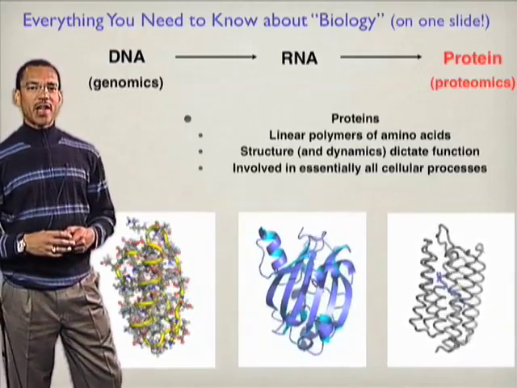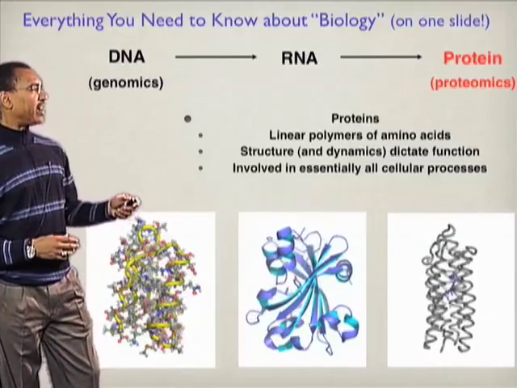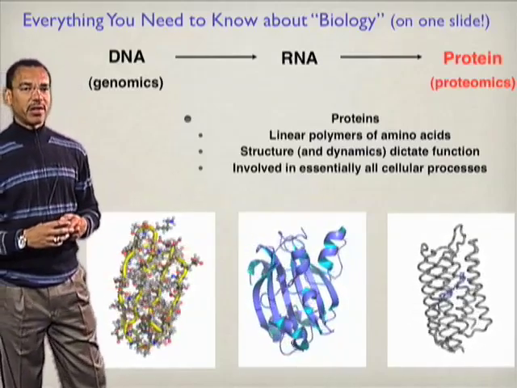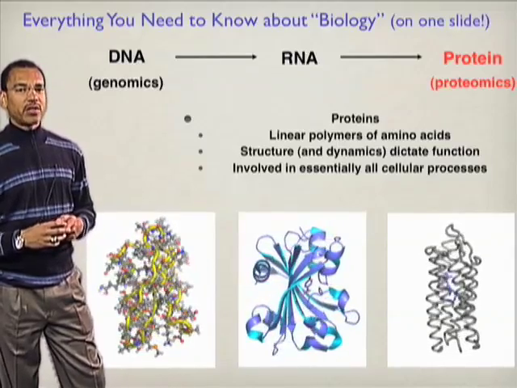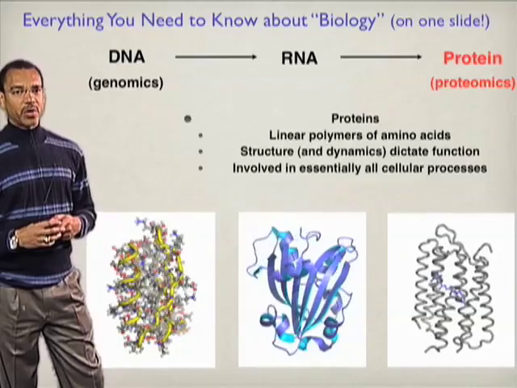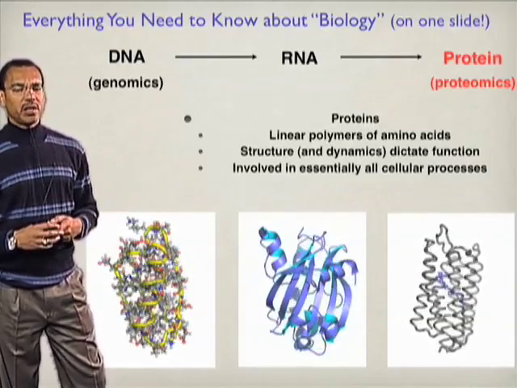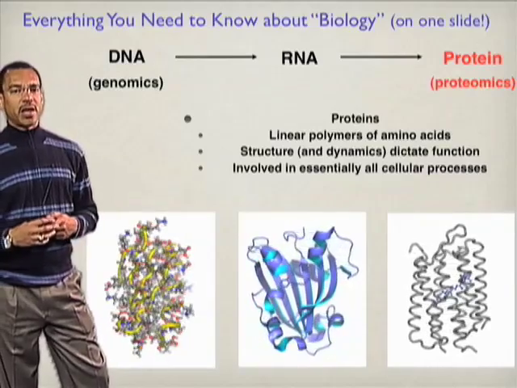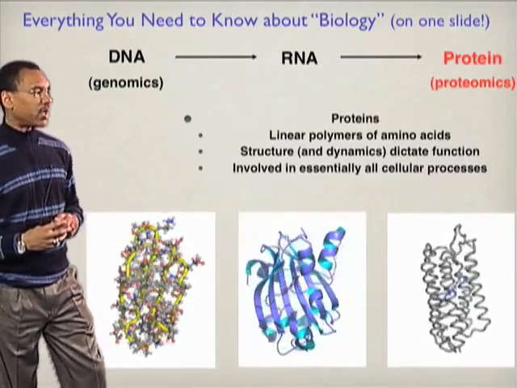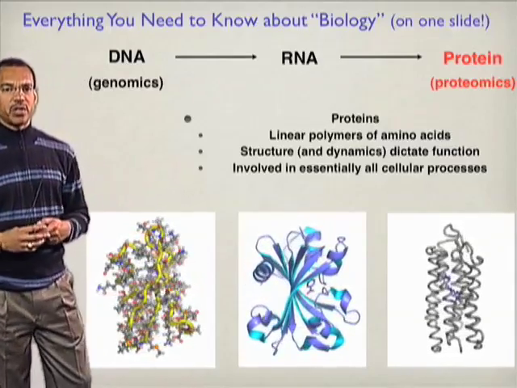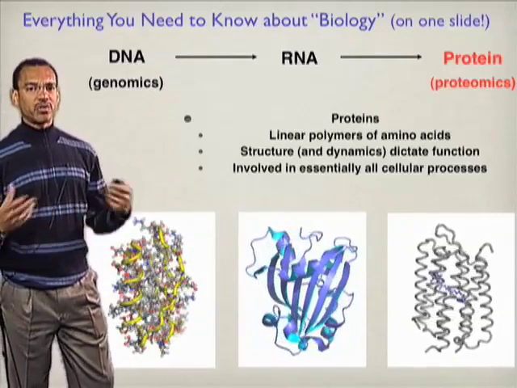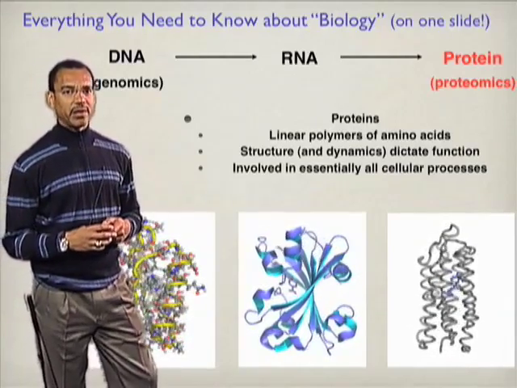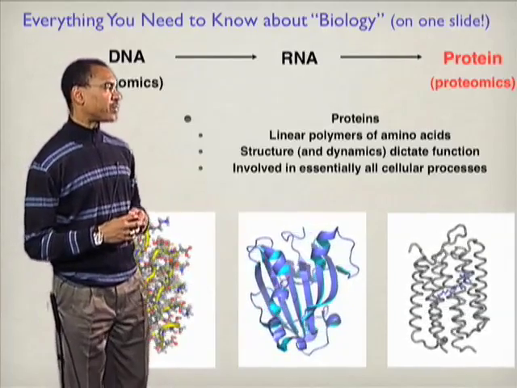Everything you need to know about biology is actually on this slide. Importantly, we start with DNA. As you know, DNA gets transcribed into RNA, and then RNA gets translated into protein. We're going to focus on the protein end of the spectrum. A lot of the hype recently has been in genomics, that is, studies related to DNA, but the real action ultimately is at the protein level, because proteins are the things that actually do stuff in cells. They're the molecular machines. They're involved in signal transduction, metabolism, replication, in essentially all aspects of cellular function.